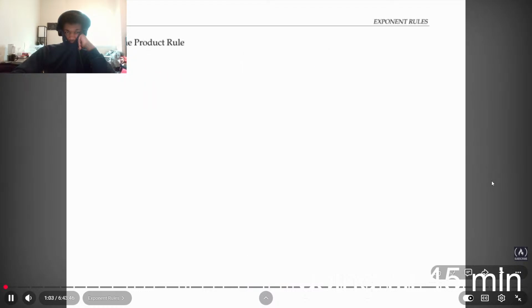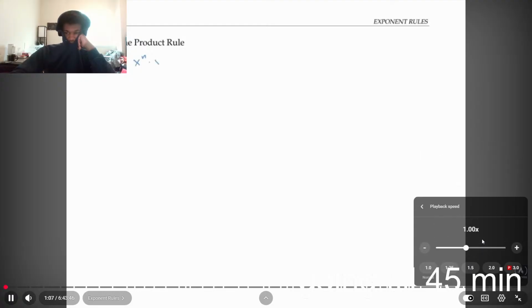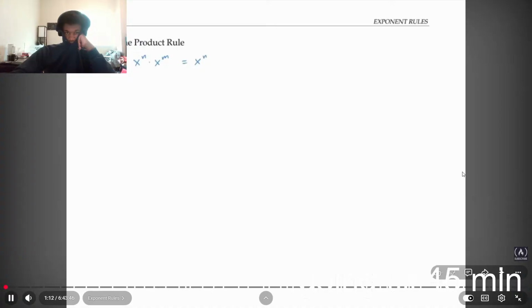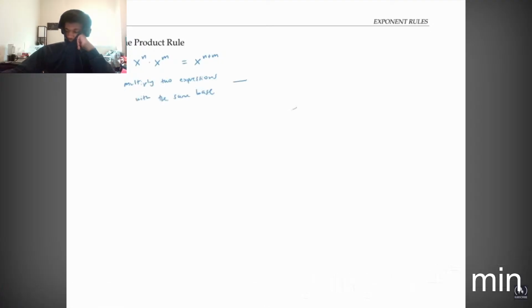The product rule says that if I have x to the power of n times x to the power of m, that's the same thing as x to the n plus m power. In other words, when I multiply two expressions with the same base, then I can add their exponents. For example, if I have 2 cubed times 2 to the 4th, that's equal to 2 to the 7th.